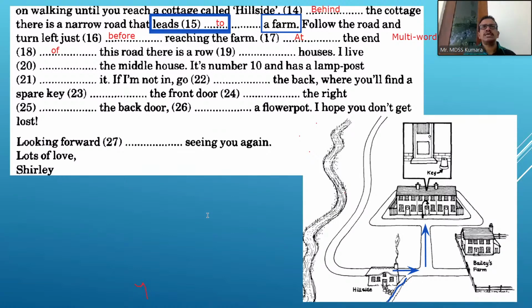As in when we say a friend of mine, or like the capital of Sri Lanka, the president of Sri Lanka. So when you talk about some sort of a relation or belonging, the preposition we use is of. At the end of this road. There is a row blank houses. Of. Yeah, row again of. Again genitive use.